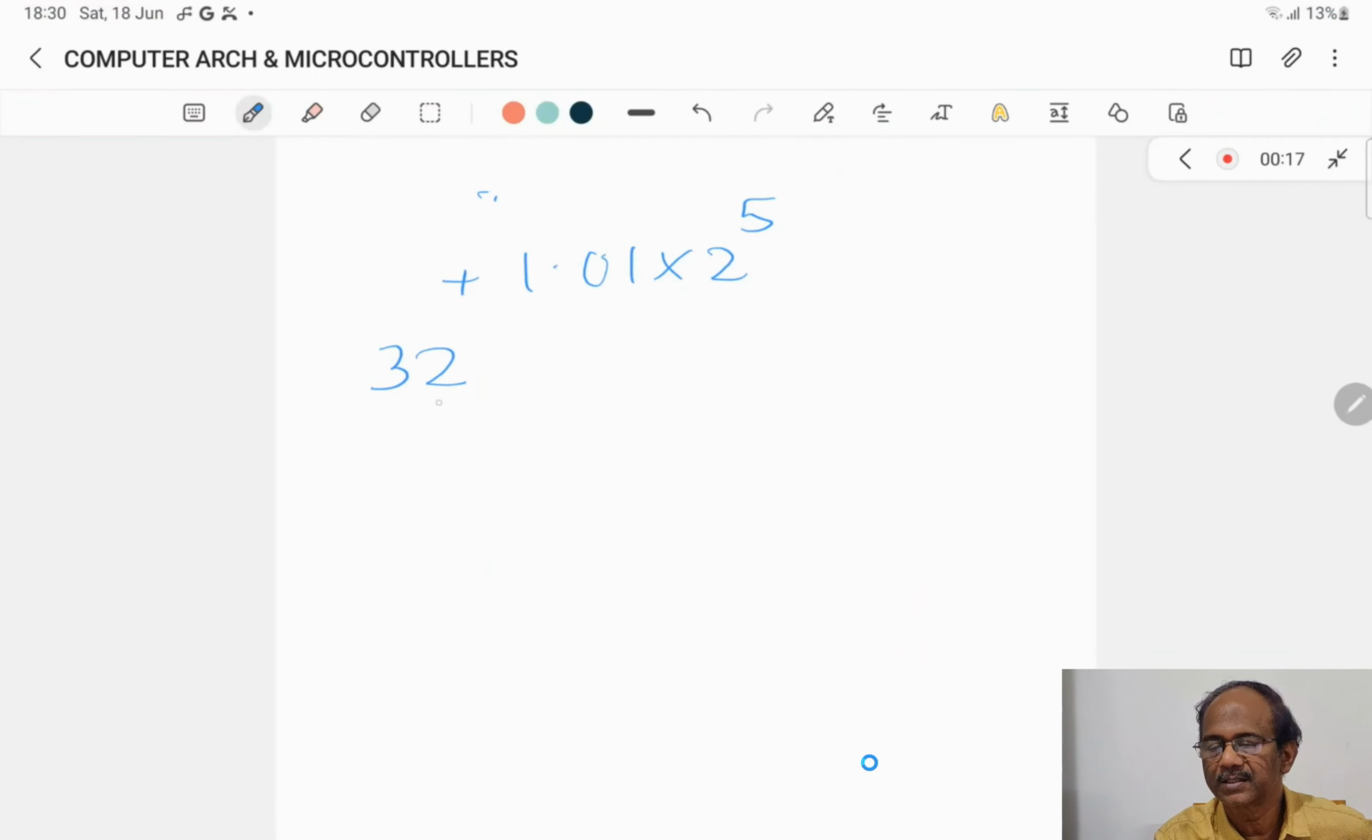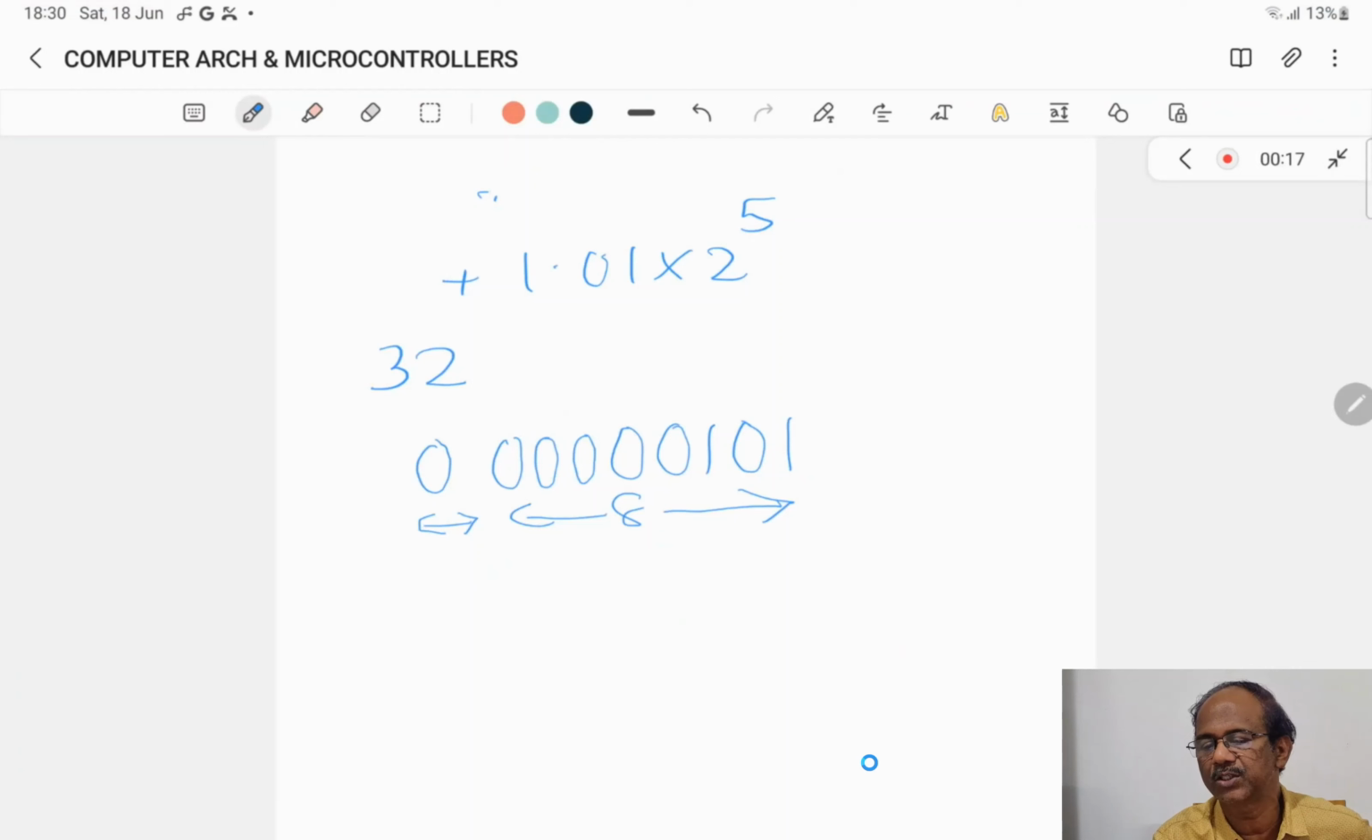For example, suppose I have a number, say 1.01 times 2 to the power 5. Suppose this is a number, so this is a positive number. If I am going to represent it using the 32-bit representation, then the sign bit is 0. This is followed by the exponent, to be represented in 8 bits. So for 5, I'm not now using the biased representation, 5 using 8 bits is 0, 0, 0, 0, 0, 1, 0, 1. So these 8 bits represent the exponent part for 5, and this 0 represents the sign bit, which is plus.